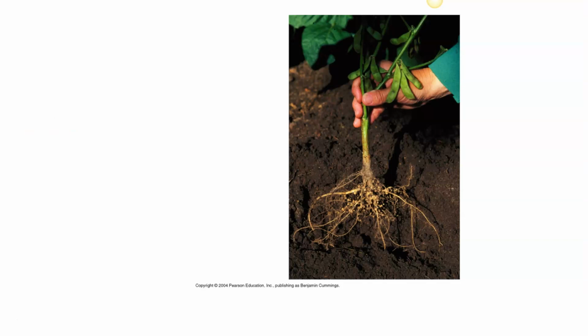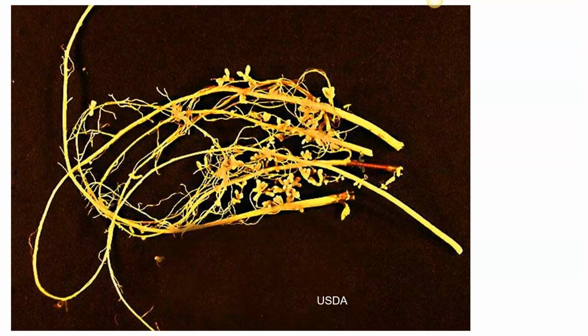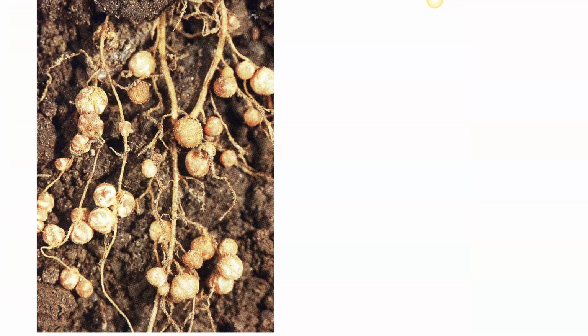Here's nitrogen nodules on soybean. This is a nitrogen nodule on another type of plant. You can see how they get to be rather prevalent all over the root system of the plant. These are another set of nitrogen nodules.